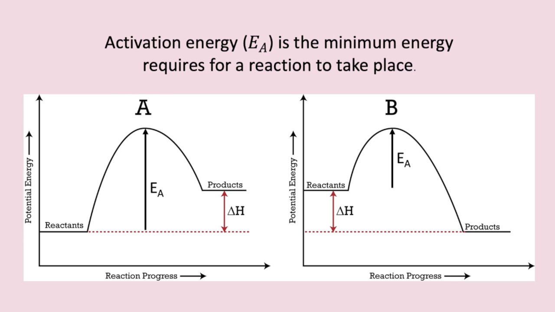For exothermic reactions, the reactants have more energy than the products. Therefore, they start higher up on the energy profile diagram. As the reaction takes place, energy is lost to the surroundings and the products are lower. Endothermic reactions are the opposite. The reactants have less energy than the products, as the energy taken in from the surroundings increases the energy overall. Delta H is shown here as the difference in energy between the reactants and the products. Activation energy, denoted as EA, is the minimum energy required for a reaction to take place.